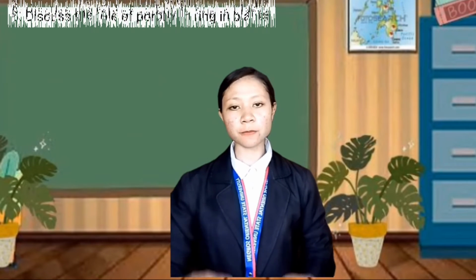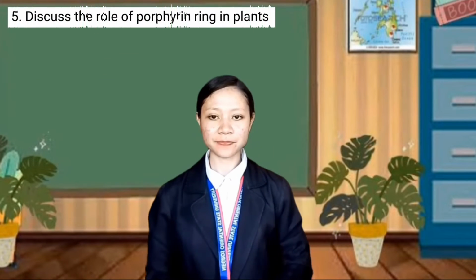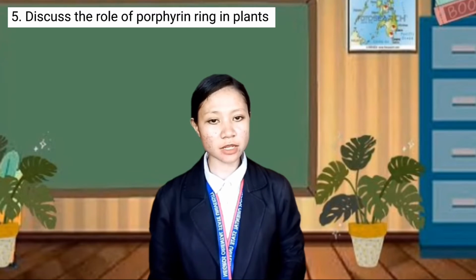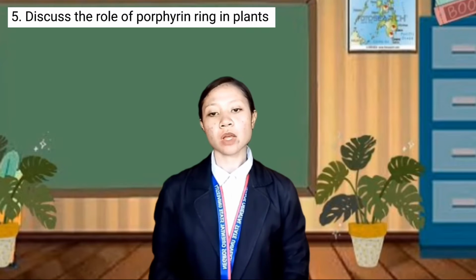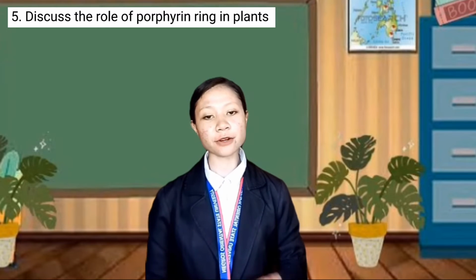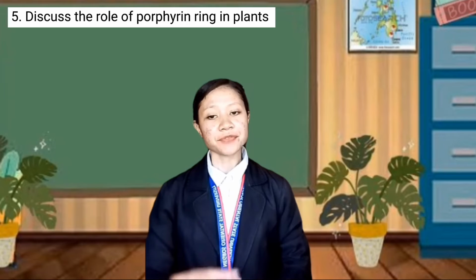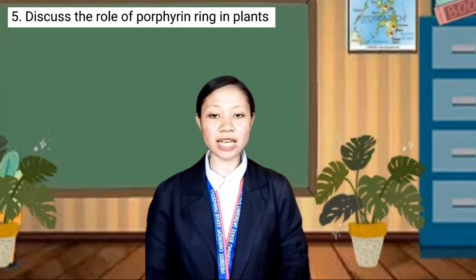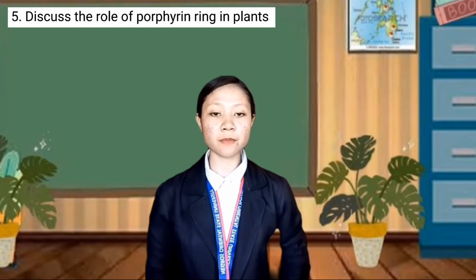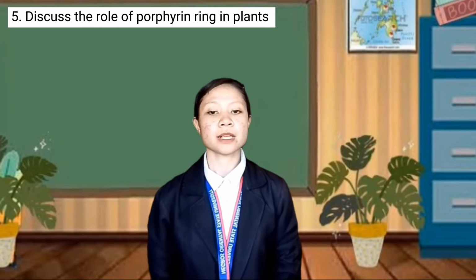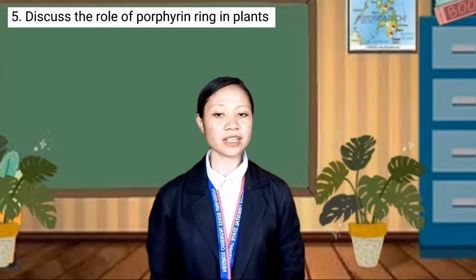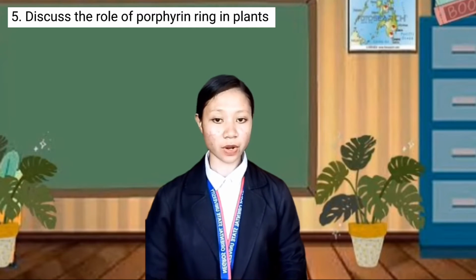Question number 5: discuss the role of the porphyrin ring in plants. A porphyrin is a large ring molecule consisting of 4 pyrrole rings, similar rings made from 4 carbons and 1 nitrogen. These pyrrole molecules are connected together through a series of single and double bonds, which form the molecule into the large ring. The technical name for 4 pyrroles connected together is a tetrapyrrole.